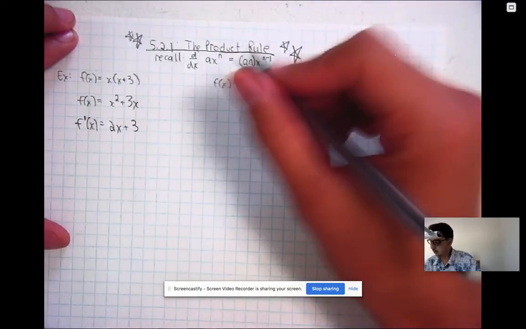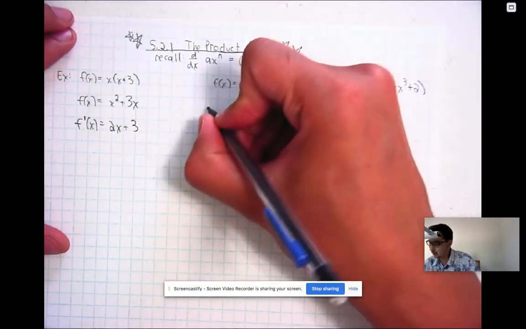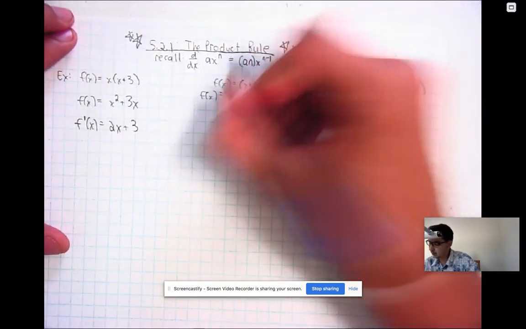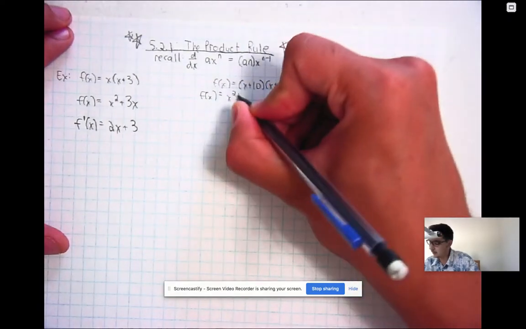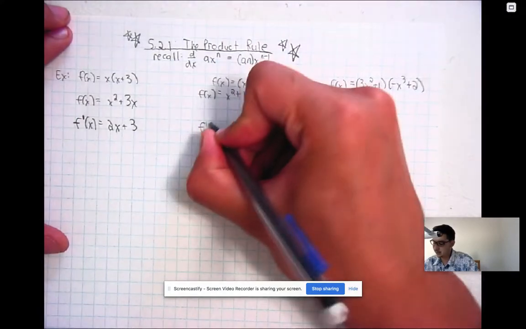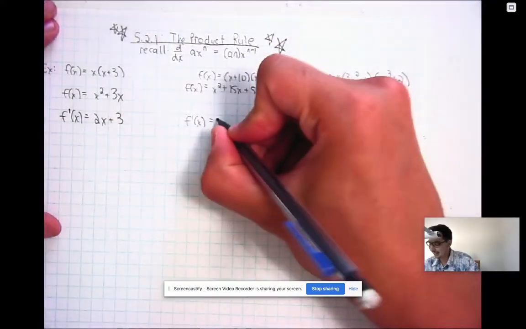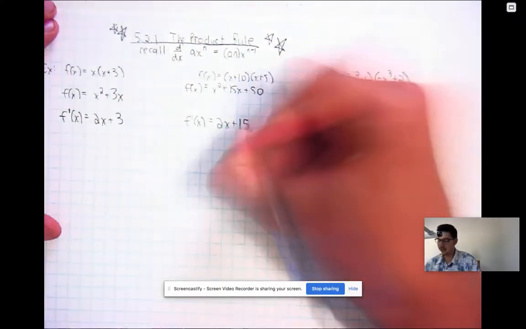Moving on to this one here, we have a function x plus 10 times x plus 5. Well, we'd have to multiply this out first and get f of x equals x squared plus 15x plus 50. And then we could take the derivative of that. Sorry that my spacing didn't work out. I thought I'd need another line, but I guess not, and get 2x plus 15.